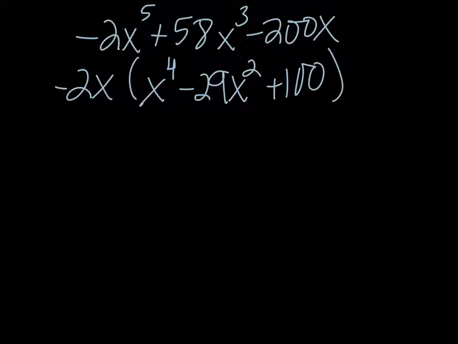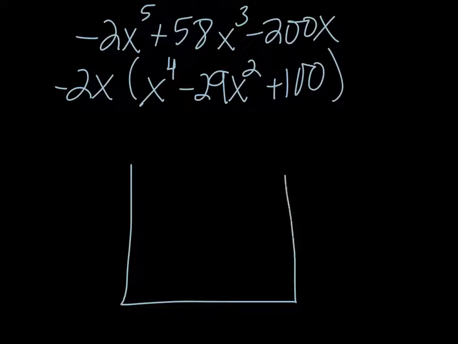So I'm just going to leave the negative 2x in front on its own right now, and the part in the parentheses is the part that we're going to put in the box. And we're going to use the same procedure we did before.